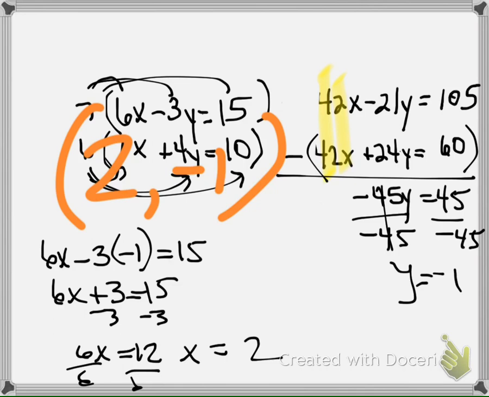So we're using the top equation instead of the bottom because we already did the bottom one. Well, we could have used the bottom and you'd get the same thing. You just don't want to use the ones that you changed. 6x minus 3 times a negative 1 equals 6x plus 3 equals 15.